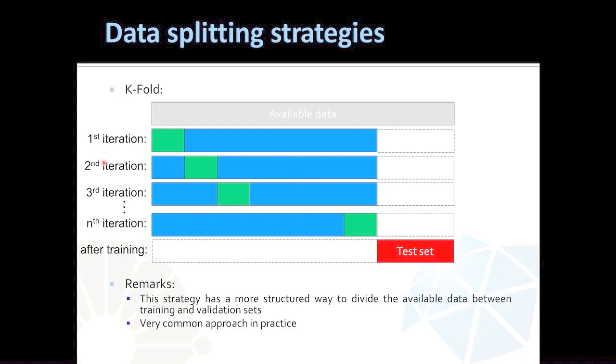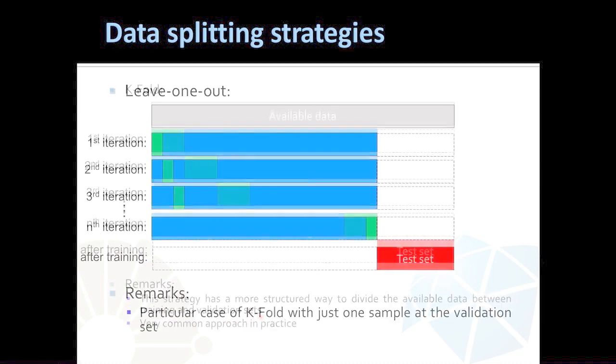This process is repeated k times, each time using a different partition for validation. Each partition is used for validation exactly once. After k iterations, the model with the smallest test error, for example, can be selected. This strategy has a more structured way to divide the available data between the training and validation sets.